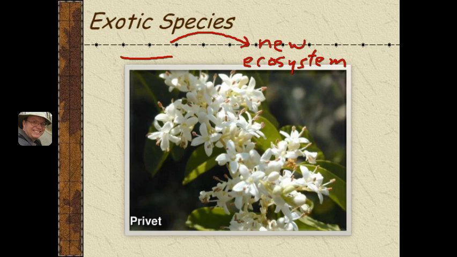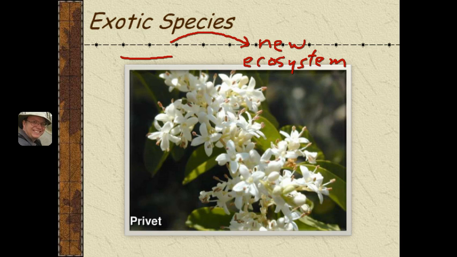One thing that can happen when we bring a species into a new ecosystem is that as long as we take care of it and maintain that species, it will live and survive and be fine. But as soon as human beings quit taking care of it, it dies off. And if that happens, well, that's not really such a bad thing, and we can deal with that. It's not really going to be a problem.